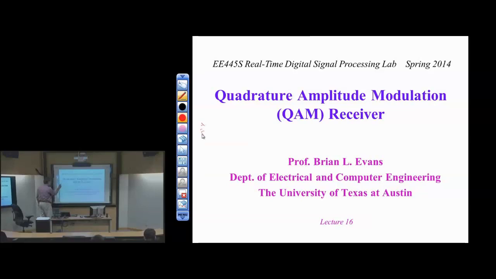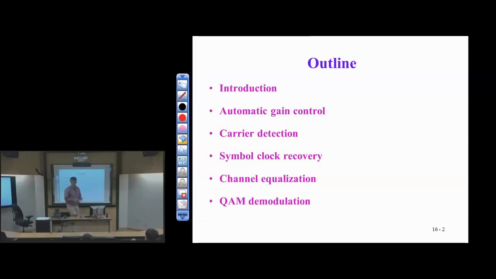So last time, we went through almost everything and got to the adaptive equalizer, and we stopped there. So I'll go back to the adaptive equalizer, and then we'll finish up with Quadrature Amplitude Demodulation. In part 1, we did introduction and automatic gain control. Part 2, we did carrier detection, symbol clock recovery, and some of the issues in channel equalization. Now we'll do the adaptive equalizer, which is homework 7 due next lecture.